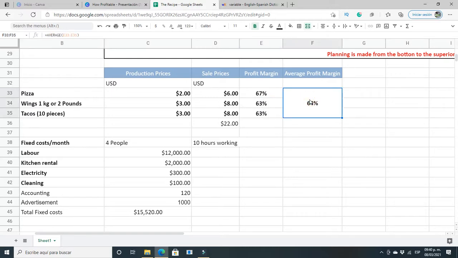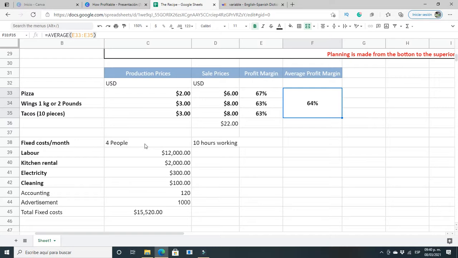And then we have to calculate the average profit margin. How can you do this? Just write equals AVERAGE, select the profit margins, and you obtain the average profit margin. Now we're going to move to the fixed or indirect costs, and this is on a monthly basis.